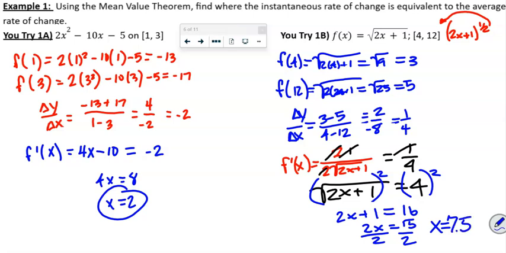And 7.5 is between 4 and 12, right? So that, again, that's our check. Like over here, remember this one over here was 2, and it's between 1 and 3, okay? So that's the way you check it quick, all right?